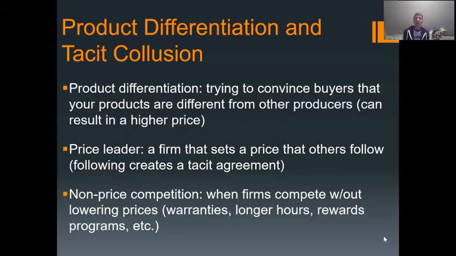Now, in some cases, you can use product differentiation in order to try to move yourself out of a tacit collusion outcome. You can try advertising. It's about trying to convince your buyers that your products are different from the other producers, that your product is better than the other producers, and that will result in a higher price, if you're able to demonstrate that on such a level. Does it actually have to be better? No, it doesn't. But does it help?